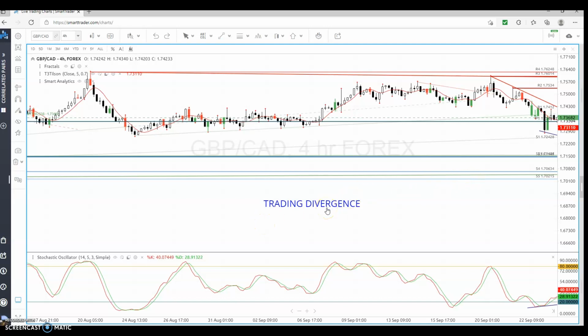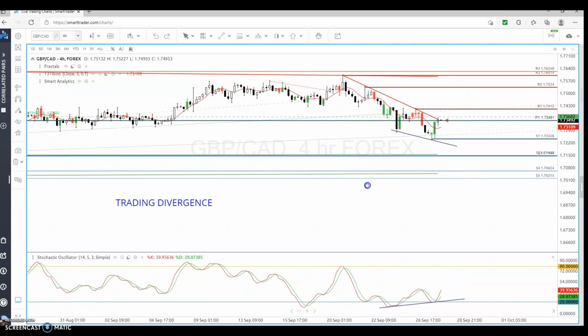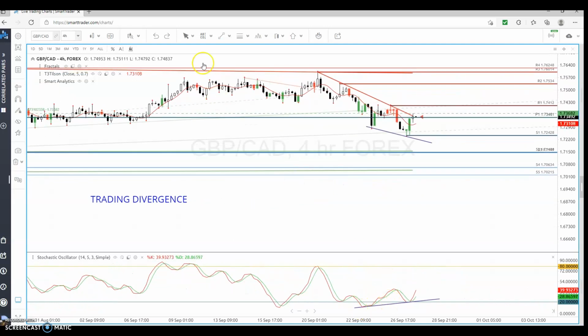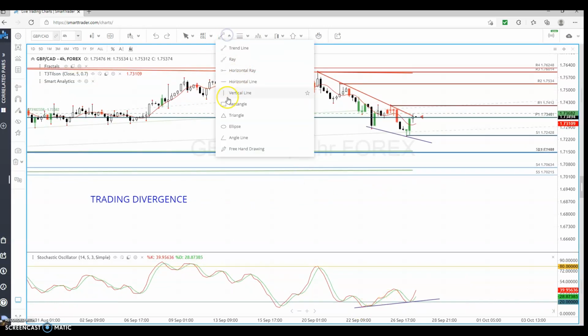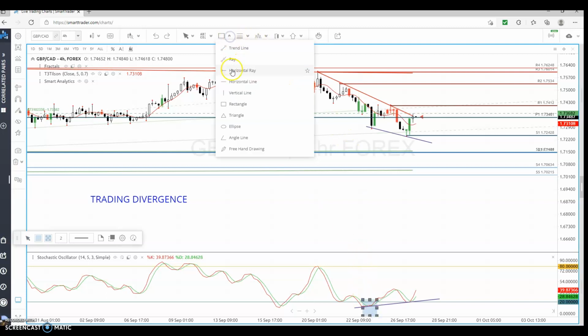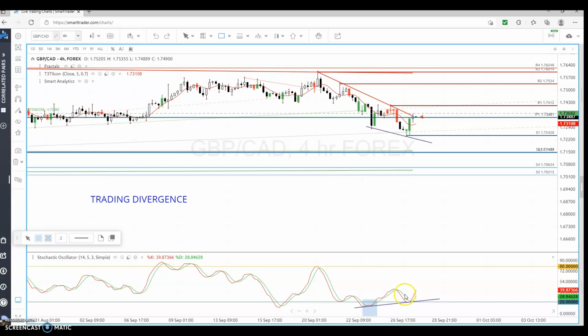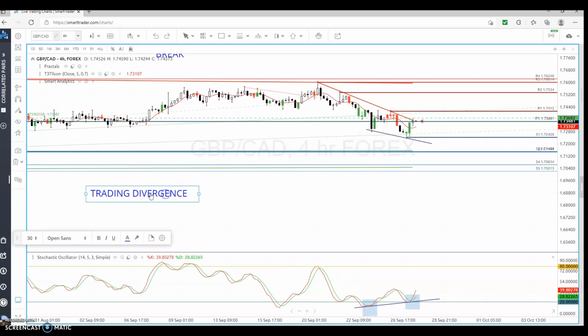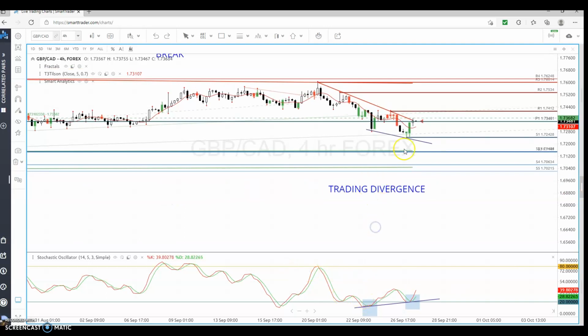I just wanted to post a short video on divergence because we see a good trade setup on pound Canadian dollar and didn't want anyone to miss out on that trade. Okay, so here's the setup. We have wave patterns on the stochastics indicator going in the opposite direction of price. Usually divergence setups are quite lagging, so you may see a setup and it may not develop until much later, sometimes a day later.